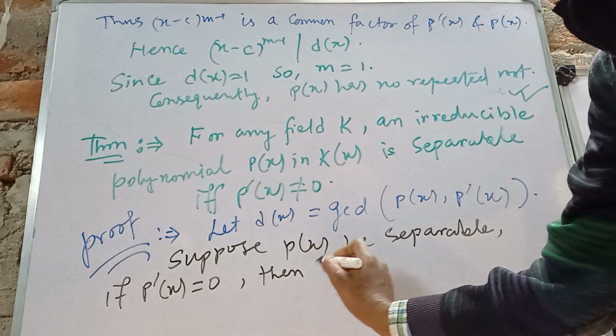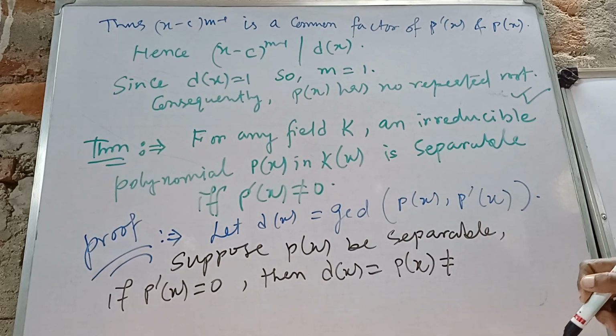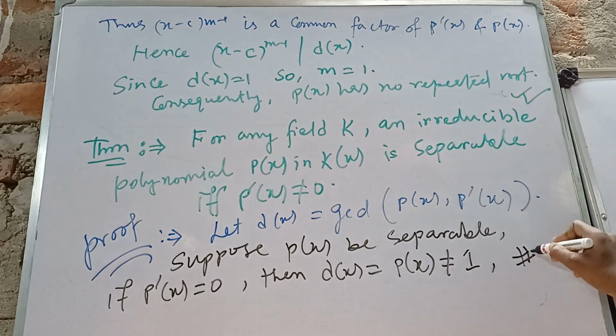Then d(x) equals p(x), which is not equal to 1. That means if p dash x equals 0, then d(x) divides p dash x and p(x), so d(x) equals p(x). So this one is not equal to 1, and here we write contradiction. Why? From the earlier theorem we know that p(x) and p dash x are relatively prime. If p dash x is 0, then d(x) equals p(x), which is not equal to 1, a contradiction, not a problem at all.